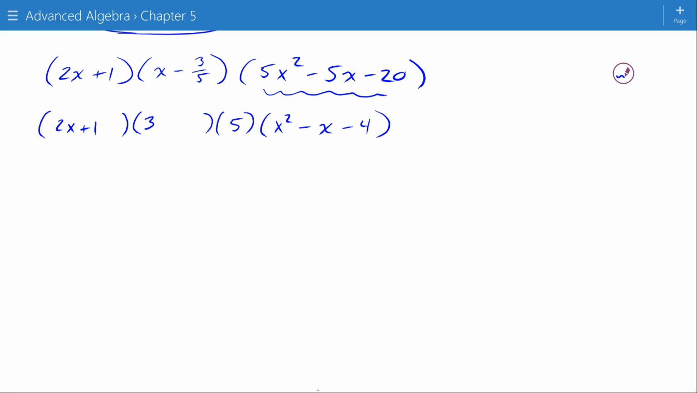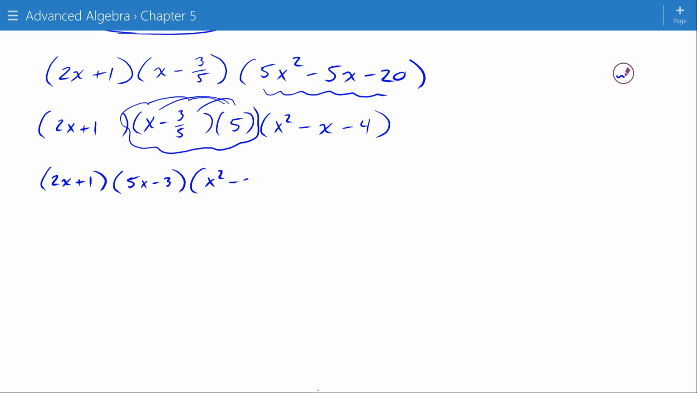And remember that earlier how we took it and multiplied the 2 into it? We're going to do the same thing with the 5. I see a 5 in the denominator. If I multiply it in, it'll give us a nicer term to look at. So we have 2x plus 1. We distribute, we get 5x minus 3. And then x squared minus x minus 4.